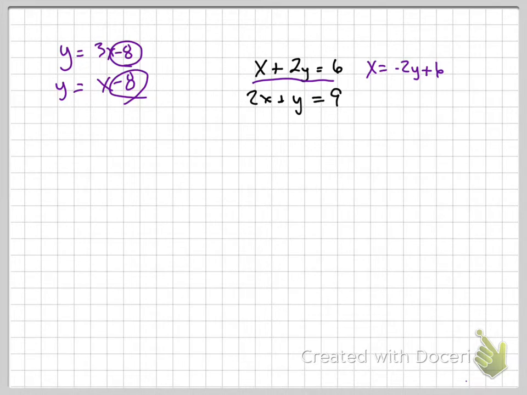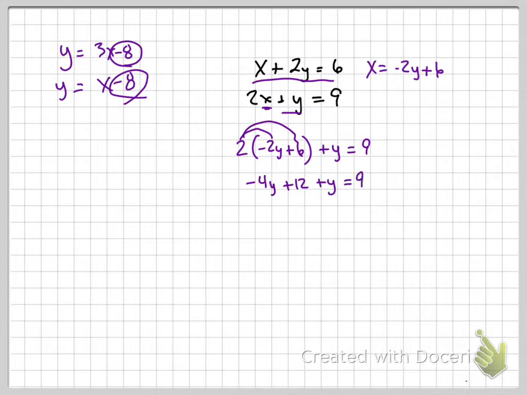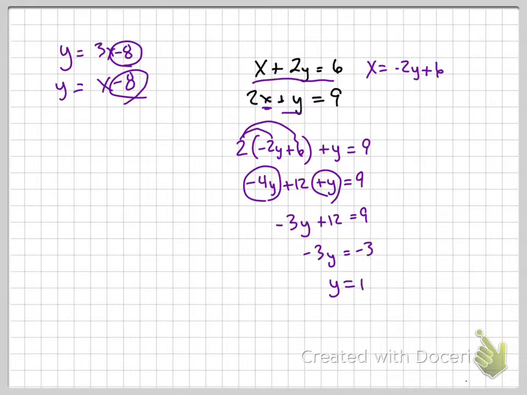What can I plug in for this x? Negative 2y plus 6. So I could go 2 times negative 2y plus 6, and then I still have this plus y equals 9. Then I'd have negative 4y plus 12 plus y equals 9. Negative 4y plus 1y is negative 3y plus 12 equals 9, correct? Subtract 12, so I'd have negative 3y equals negative 3, so y equals 1.